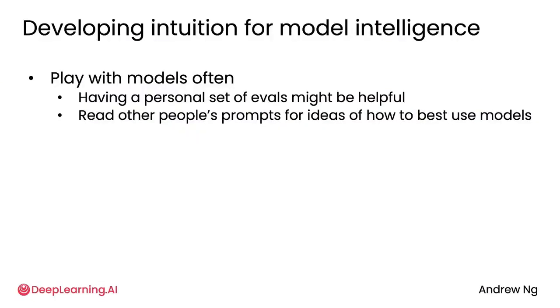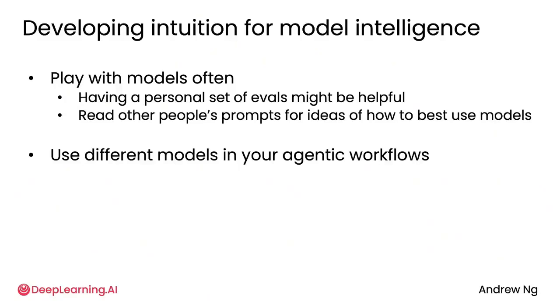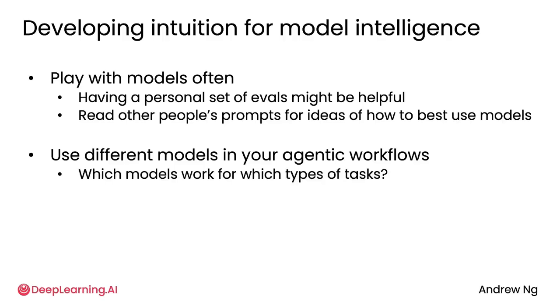In addition to playing with models and reading other people's prompts, if you try out lots of different models in your agentic workflows, that also lets you hone your intuition. So you see which models work best for which types of tasks, and either looking at traces to get an informal sense, or looking at either component-wise or end-to-end evals can help you assess how well different models are working for different parts of your workflow.